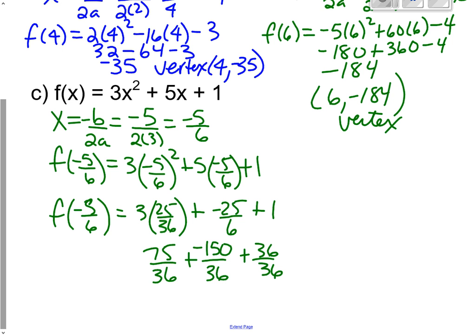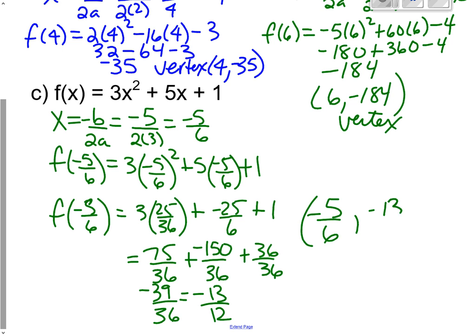And now that I have a common denominator of 36, 75 minus 150 is negative 75, plus 36, which is negative 39. Both of those can be divided by 3. I can see that right away. That gives me negative 13 over 12. So negative 5 sixths, comma, negative 13 over 12 ends up being my vertex. So that one's definitely harder because of the fraction. But I ask that you try to keep your fractions.